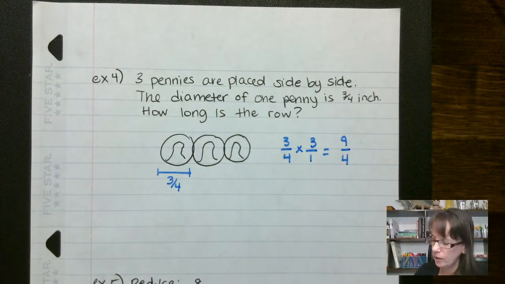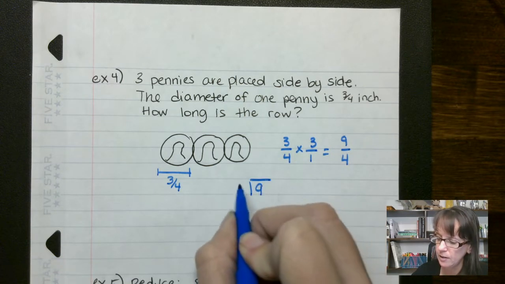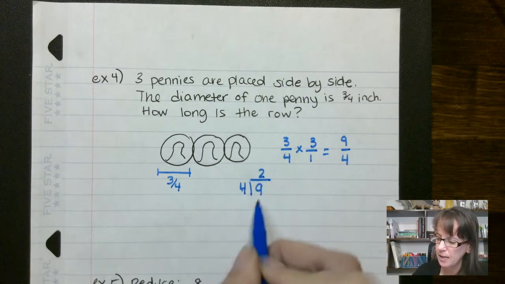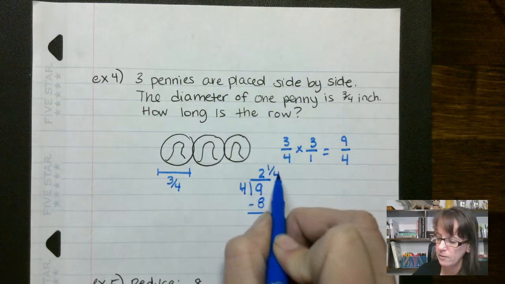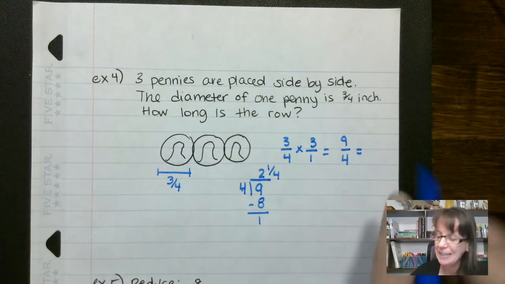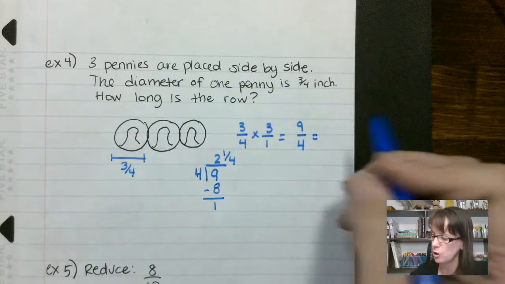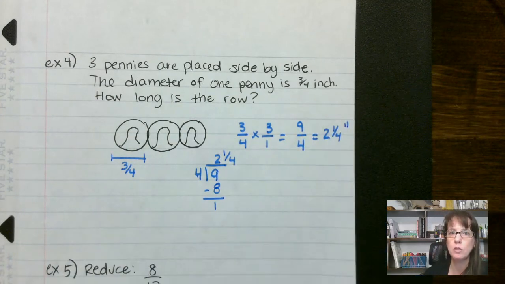9/4 of an inch is kind of weird, so we're gonna turn that into a mixed number. Remember, 9's on top of the table, so we're gonna put it under the table. 4 goes into 9 2 times. 2 times 4 is 8. Subtract, I get 1. My remainder is 1, and then I put it over a 4. So 9/4, which is the same as 2 1/4 inches. This is a word problem, so use your units.